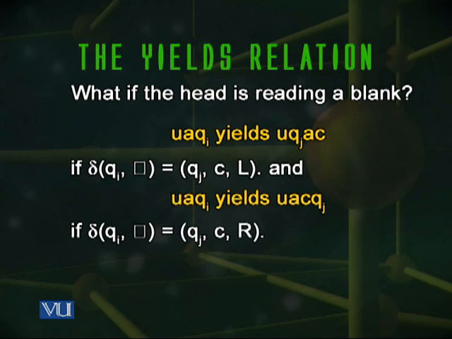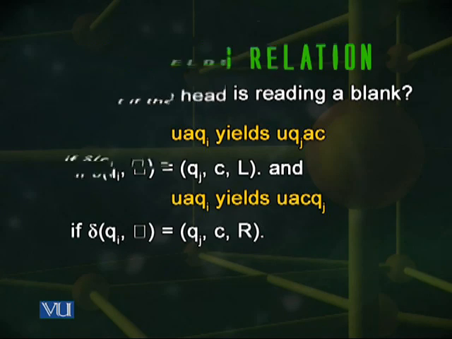Similarly, if delta of qi comma blank is equal to qj comma c comma r, in this case uaqi would yield uacqj. Once again, the machine has replaced the symbol blank with a c and moved to the right, and therefore is now reading another blank.